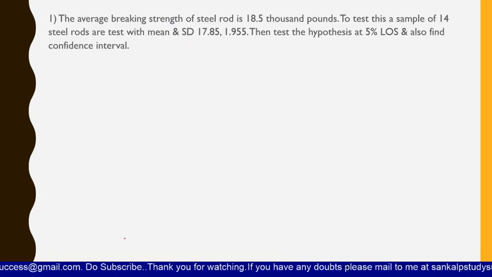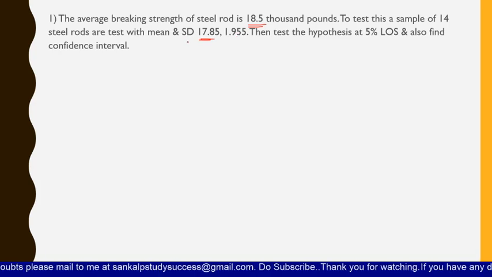Now let us find the first solution by using t distribution of single mean. Here the question says the average breaking strength of a steel rod is 18.5 thousand pounds. To test this, a sample of 14 steel rods is tested, with the mean and standard deviation given as mean equals 17.85 and standard deviation equals 1.955.